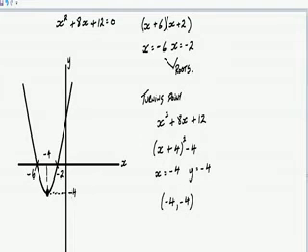Okay, so I hope that helps a little bit. So for finding the turning point without a grid, then complete the square, put it in this form, and then you can find the coordinate of the turning point.